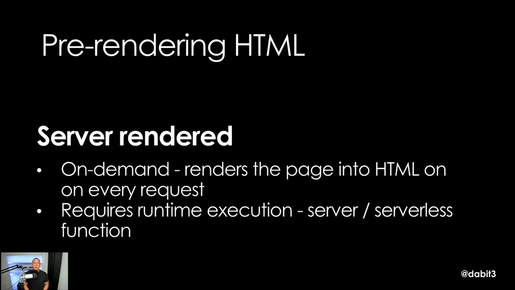Server-rendered HTML is done on demand, and this typically is going to be rendering the HTML on every single request. So when the page gets hit, the HTML is generated on that request. Therefore, you need some type of runtime execution, and this can either be a server or some type of serverless function. You're seeing mostly this done for Next.js apps in an AWS environment, or even in some of these other deployment processes using serverless functions. And that's what we're going to be taking a look at today.